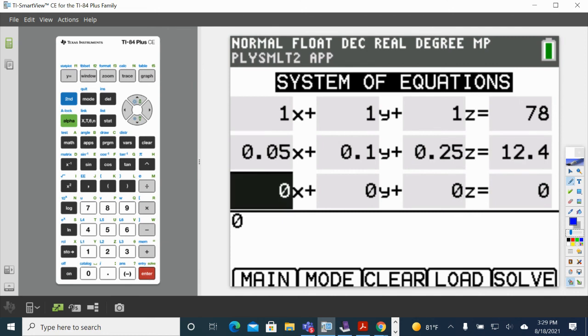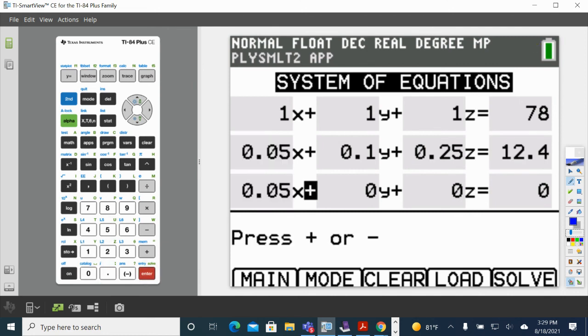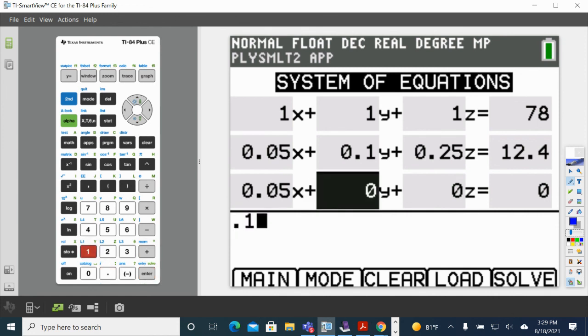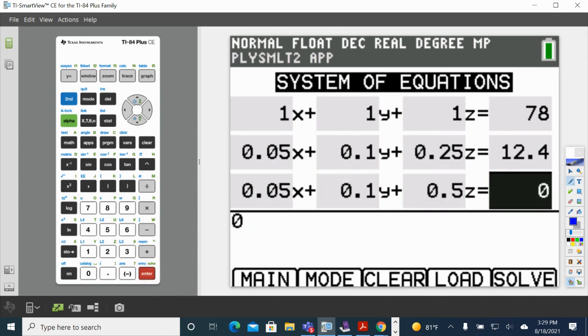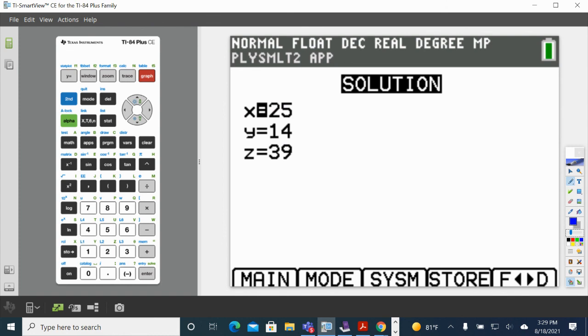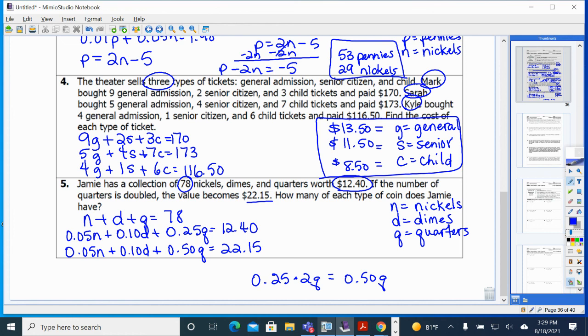Now, the third equation, again, we had the same for the nickels, the same for the dimes, but our quarters were doubled. So basically, you've got 50 cents instead of 25 cents, because that's what happens when you double the value of a quarter. Equals $22.15. Solve. And that tells me I have 25 nickels, 14 dimes, and 39 quarters. So again, 25 nickels, 14 dimes, and 39 quarters.